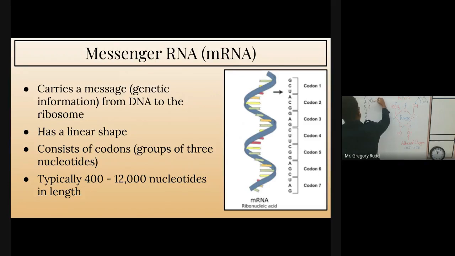Codon 1, 2, 3, 4. Wait a minute. GCU, G, C, U, U, C. How did I end up with this? Okay, let's try this again.